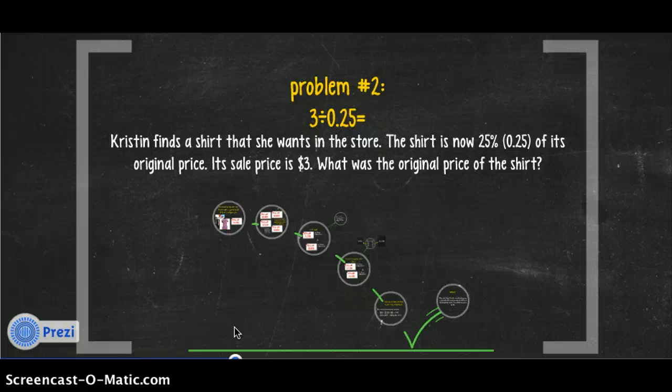So let's look at our second problem now. Kristen is shopping in a store and she finds a shirt that she wants. The shirt is now 75% off of its original price, and it's 25% of its original price. Its sale price is $3. What is the original price of the shirt?